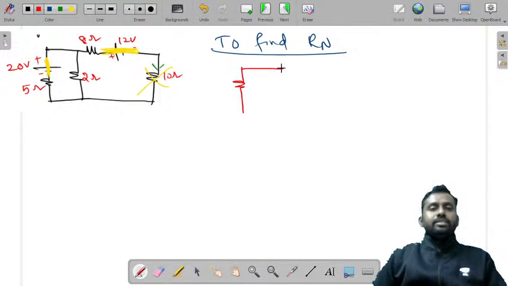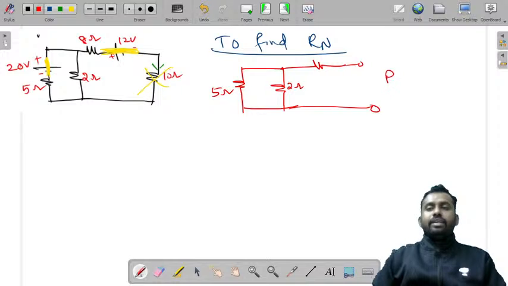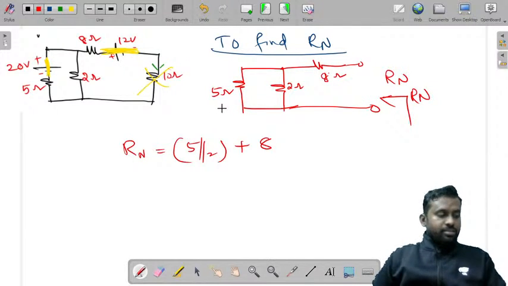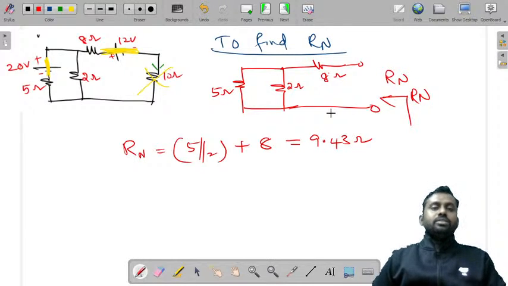Now I'll just redraw it. So this is the resistor, this is the second resistor, this is 5 ohm resistor because this is short. This is 2 ohm resistor. You have one more resistor and just open it. This is the resistance and this is Rn. Here you'll have 8 ohms. Now if you observe, Rn is equal to 5 in parallel with 2. 5 and 2 are in parallel and it is in series with 8 when you are looking at this circuit through these terminals. So you'll get Rn is equal to 9.43 ohms.